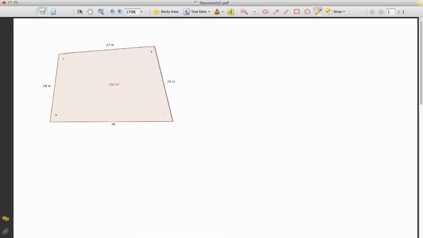Do I know how to find the angles of this quadrilateral? Well, actually, I don't. I don't have a formula for quadrilaterals or anything like that. I have something about the area.